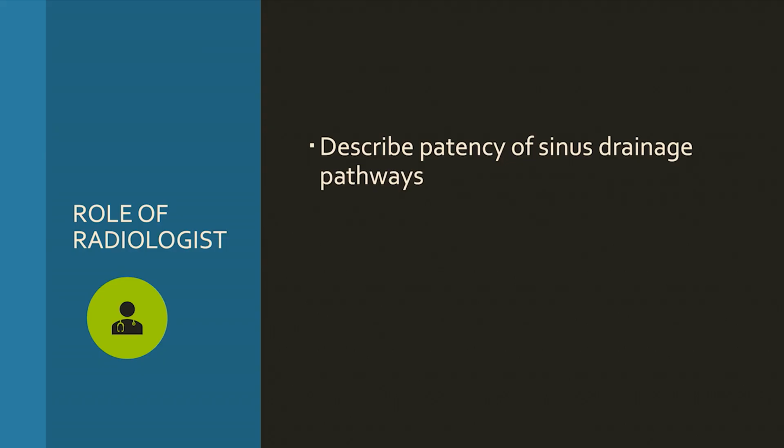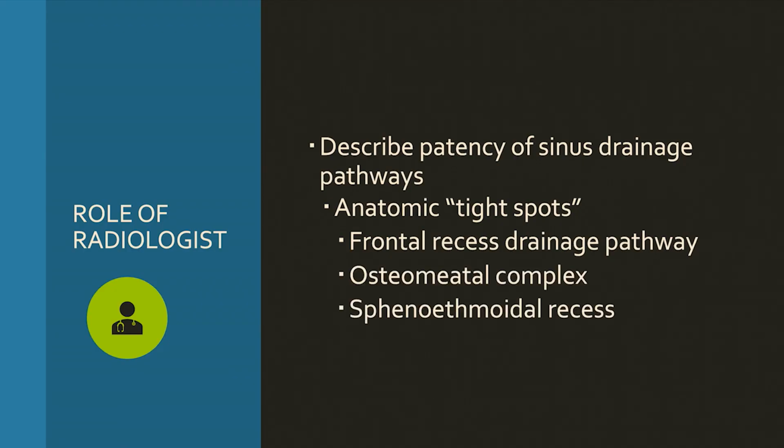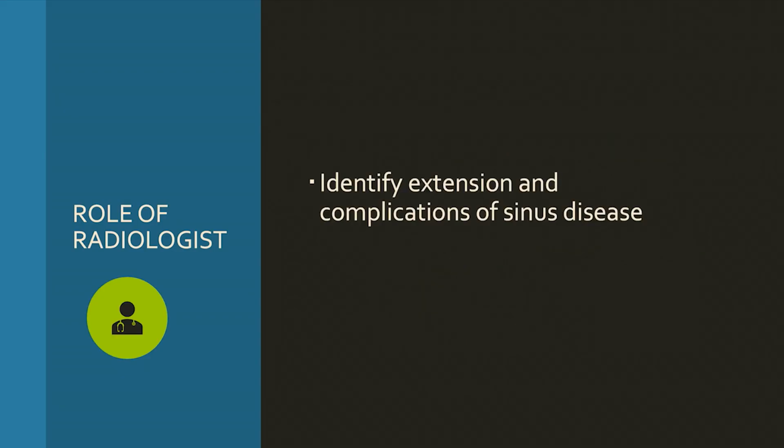What else do we have to do? Describe the patency of the sinus drainage pathways. These are called the anatomic tight spots, right? There's three of them: the frontal sinus drainage, the OMC, and the sphenoethmoidal recess. We'll go through all three of those anatomic tight spots. If you can really look for those, that's important, okay? So again, identify extension as well.